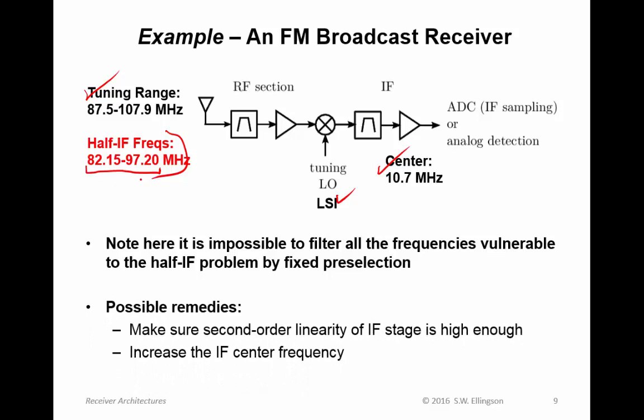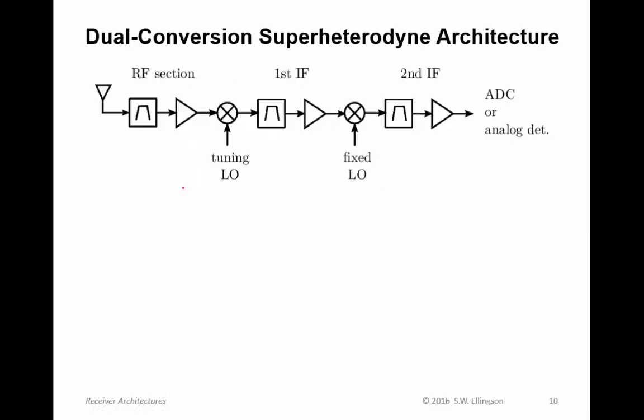Possible remedies, again, make sure you have adequate second order linearity at the IF stage, or increase the IF center frequency, because if the IF center frequency goes up, then these frequencies will go down. So this is strong incentive to use higher IF frequencies. With this in mind, we come up with a dual conversion superhet architecture.